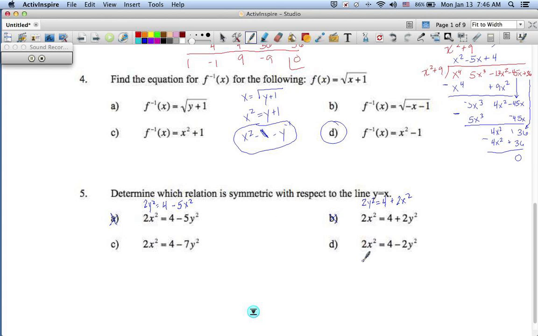I want to go around the horn here. 2y squared equals 4 minus 2x squared. So I'm going to add 2x squared, check, and subtract 2y squared, and the 4 remains the same. We're good. Golden, letter D it is.